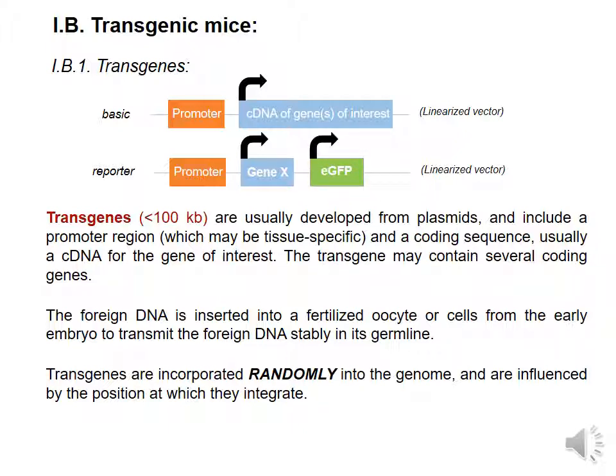The foreign DNA is inserted into a fertilized oocyte or cells from the early embryo to transmit the foreign DNA stably in its germline. The most important characteristic of transgenic animals is that the transgenes are incorporated randomly into the genome and are influenced by the position at which they integrate. We cannot control where the transgenes go or how many copies are inserted.